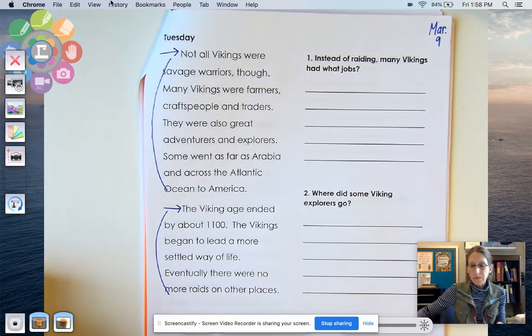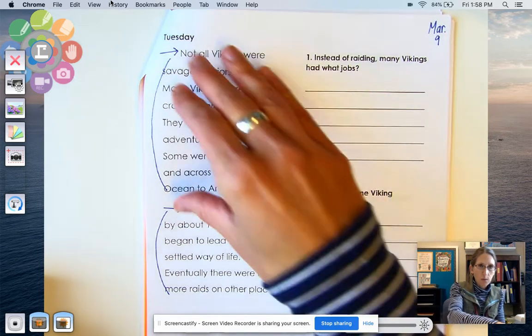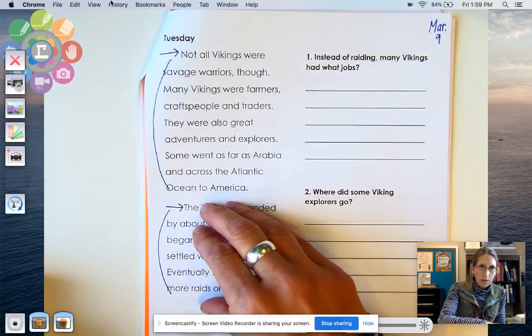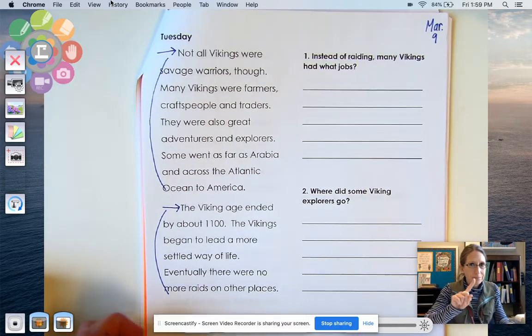And a lot of times paragraphs are put together because they're all about one topic. So we might have one topic here and one topic here. Just kind of helps our brains to organize our thinking a little bit. All right, now we're ready.